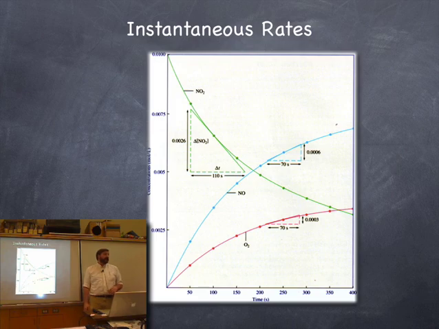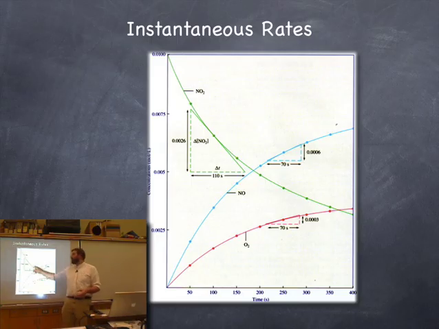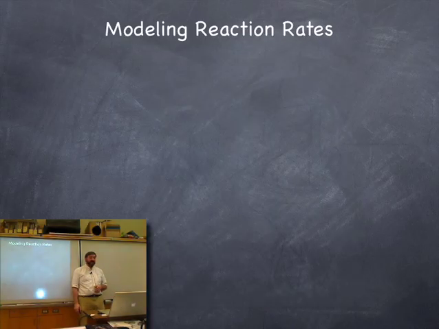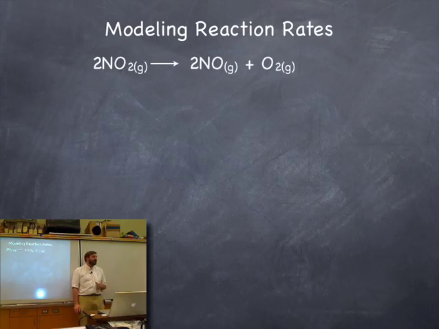Because what we really want to get at in order to predict what's going on is we want to be able to predict these lines. We want to know what's the equation that defines these rates. We want to be able to model this reaction mathematically. So, same reaction that we've been talking about: NO2 goes to NO plus O2. We want the mathematical equation that gives us the rate relationship to concentration, to temperature. Those are the kinds of things we want to get.